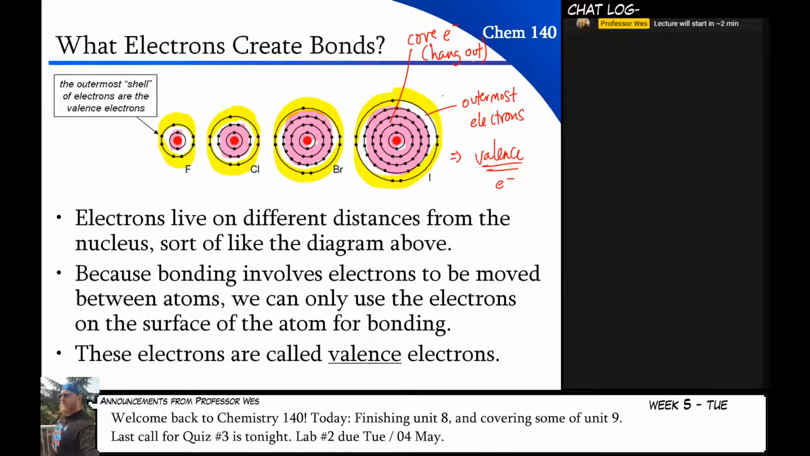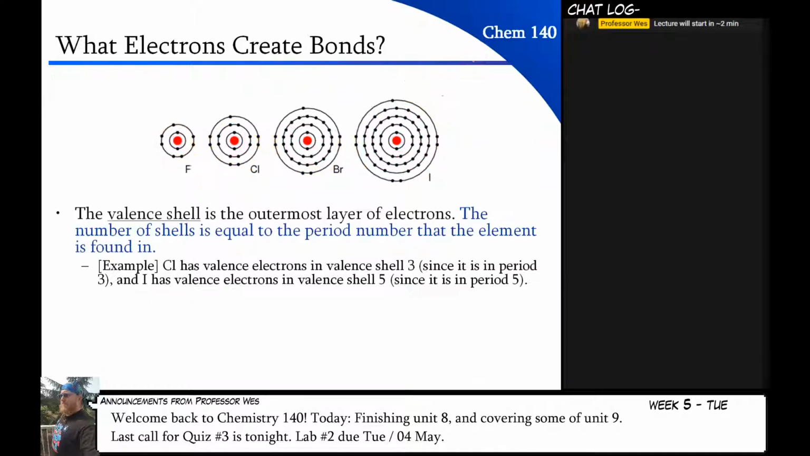They're still useful in various ways, and we can detect them. We'll talk about that in 161 as well. But for our purposes, we're going to ignore the core electrons. We only care about valence electrons. How many valence electrons does an atom have? You can determine that by looking at the group number. How many layers of electrons are there? You can determine that by looking at the period number.